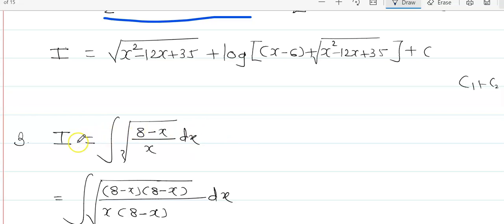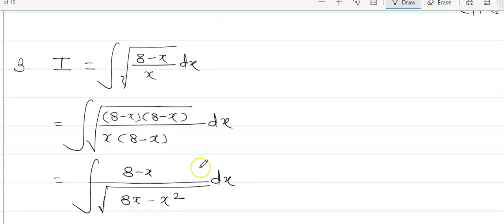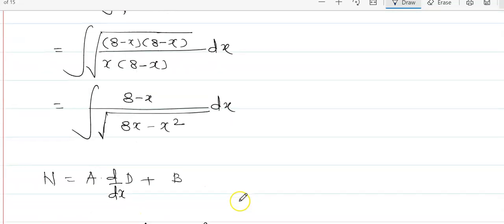This is also a similar problem. I is equal to the integral of 1 upon root of (x minus 8). Again we multiply the numerator and denominator by (x minus 8). You will get the integral of (8 minus x) upon root of (8x minus x square). Again the numerator is equal to a into d/dx of the denominator plus b.